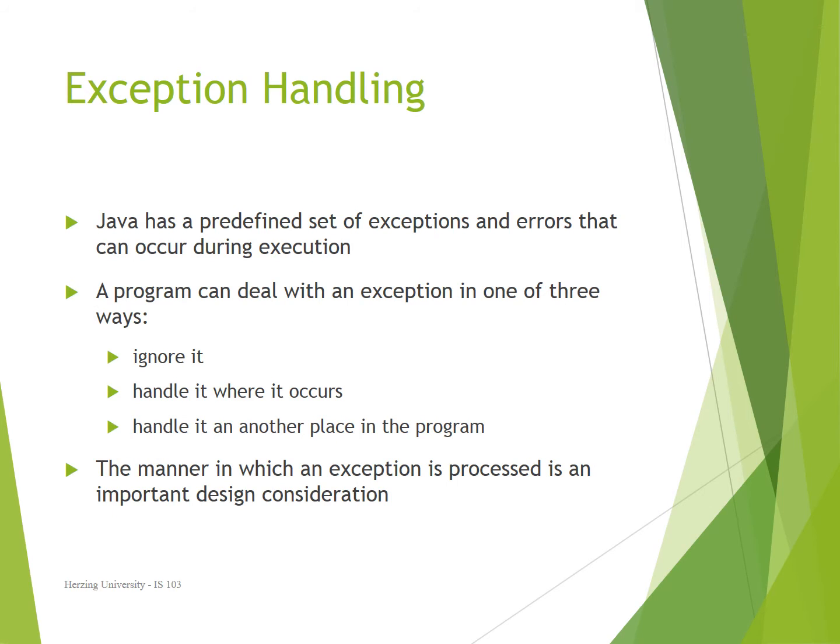Exception handling. Java has a predefined set of exceptions and errors that can occur during execution. A program can deal with an exception in one of three ways. It can ignore it, handle it where it occurs, or handle it in another place in the program. The manner in which an exception is processed is an important design consideration.